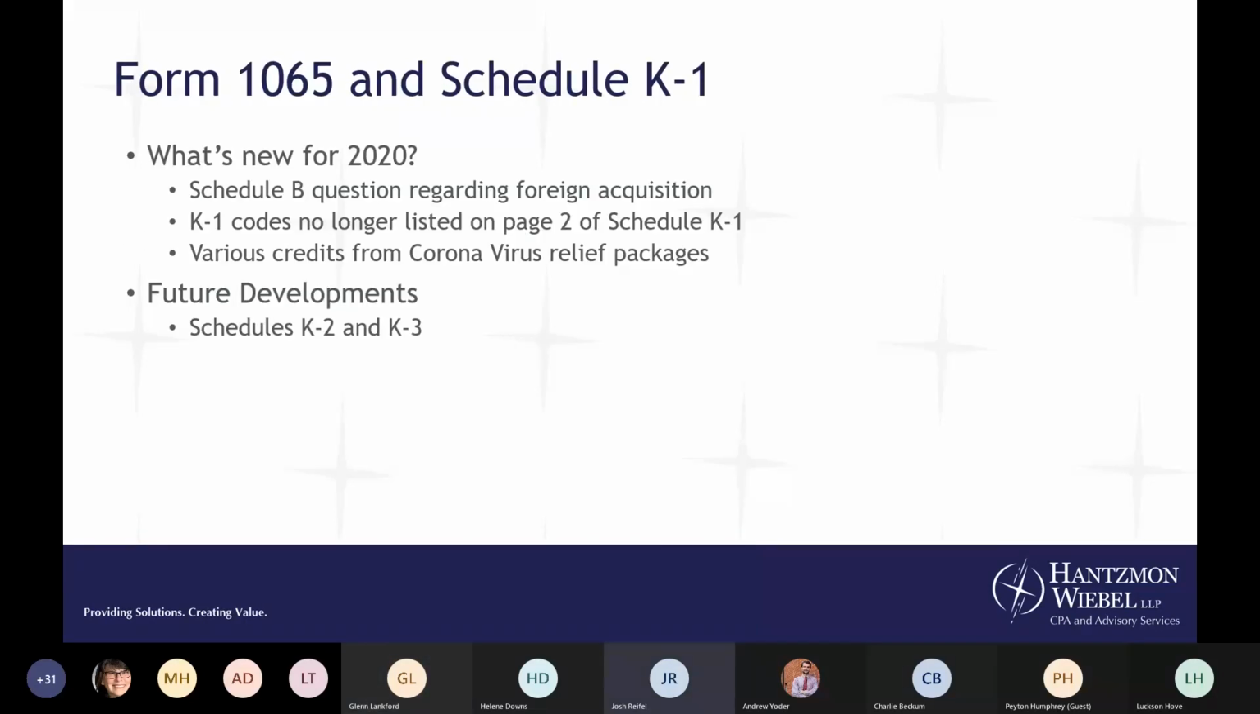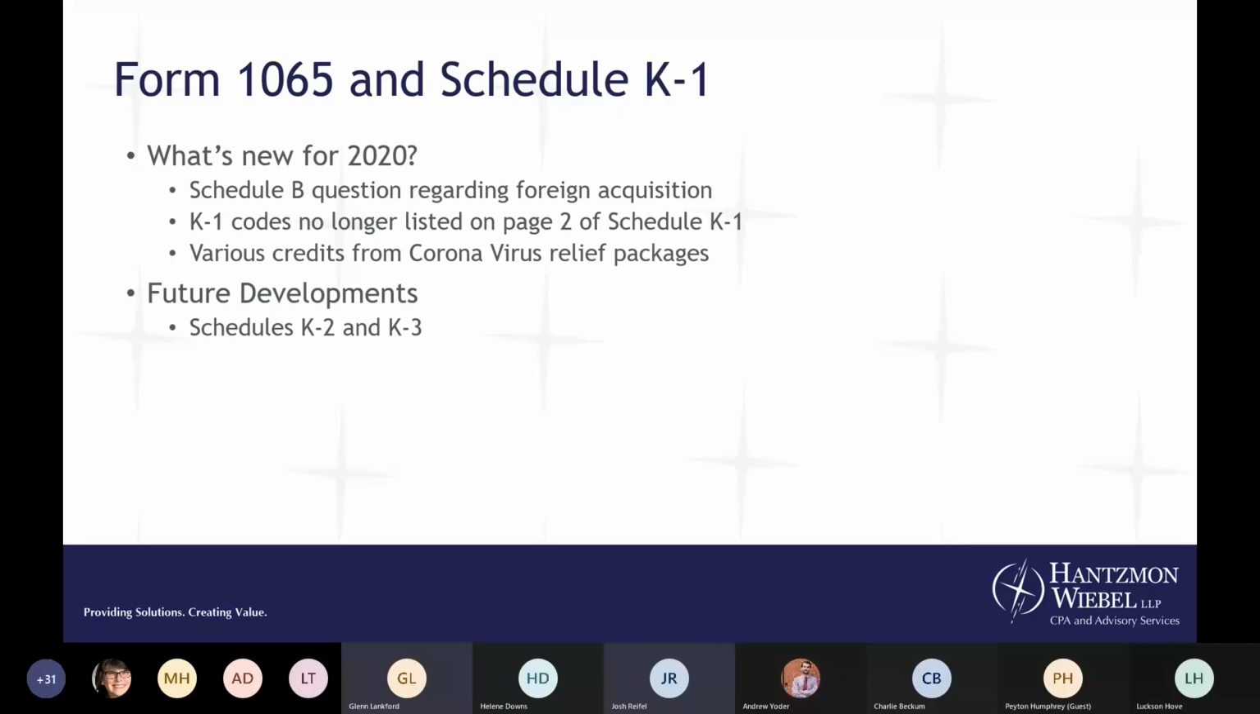Okay, so looking briefly at Form 1065 and Schedule K1, a couple of new items for 2020. Of course, you can get this if you look at the 1065 instructions right there on the first page of the instructions, or any form for that matter. There's a section that says what's new. So I took these three from that section right there. There's a Schedule B question now regarding significant foreign acquisition of the partnership that needs to be answered.